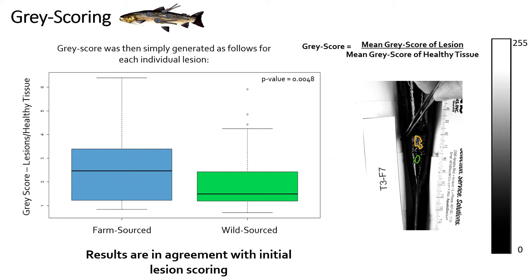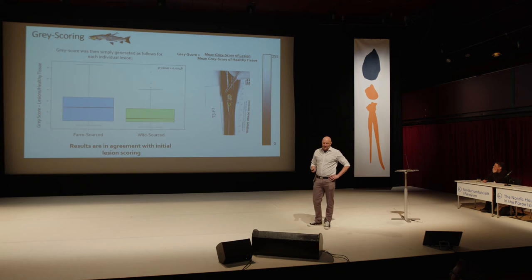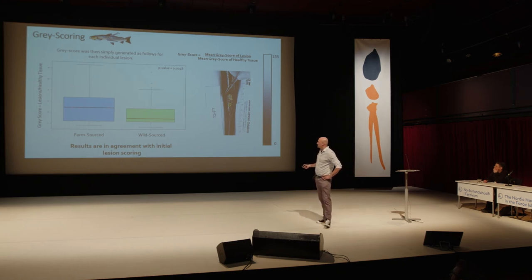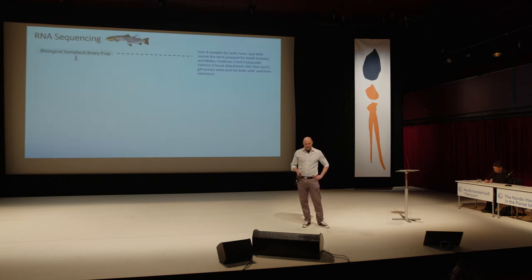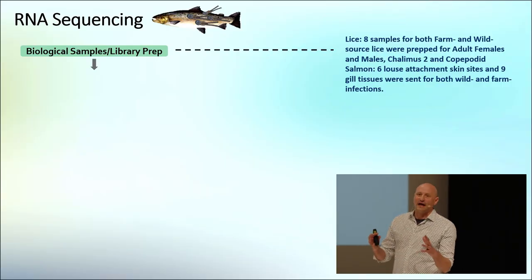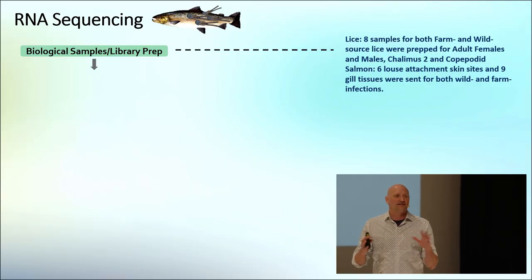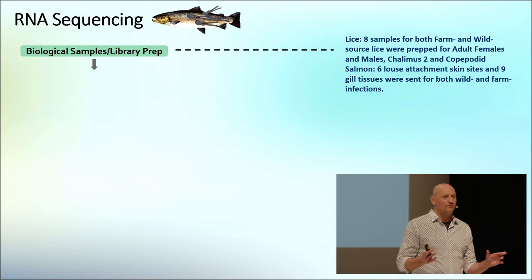This is overall. So again, we were scoring four different regions. All four regions were consistently higher in the farm source lice. So there was no impact of site, like that they were more severe in the head or anything like that. In general, you can see that the average score is about 2.5 for the farm source, and the wild source would be more around 1.5. So that gave us an idea of, okay, we've got gross impacts that we're able to quantify and consistent regardless of the method we're using.